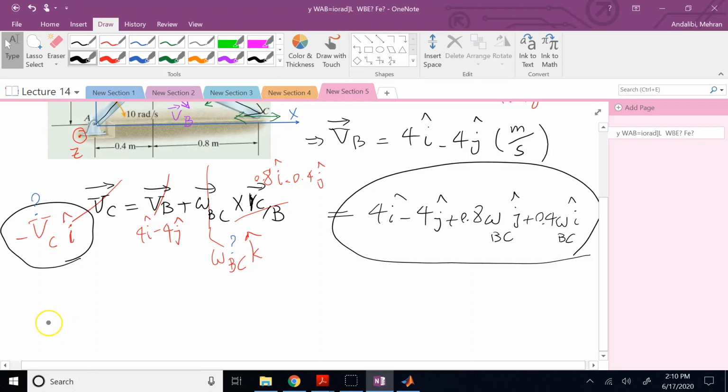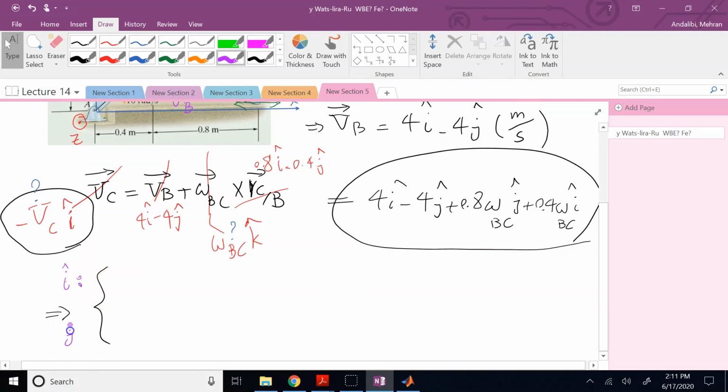So now this vector on the left is equal to this vector on the right. And we know from vector calculus that two vectors are equal if and only if their I components are equal and their J components are equal. So what do we have for coefficients of I here? How many I's do you have on the left side? Negative VC I's. How many I's do you have on the right? You have a 4 here and you have this one here. So it is going to be 4 plus 0.4 omega BC.